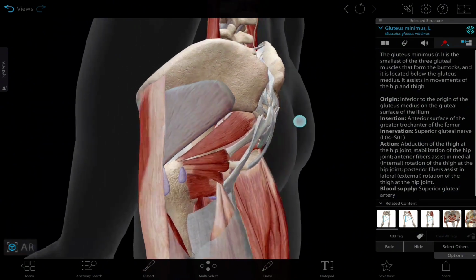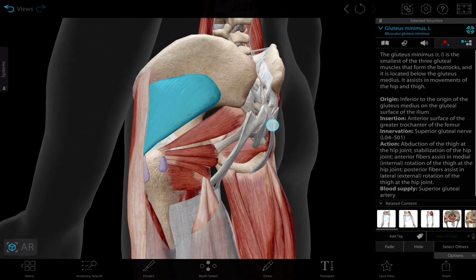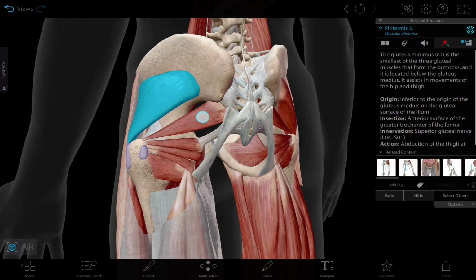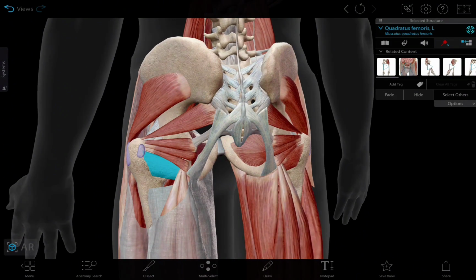So that's it for today. We learned the three important gluteal muscles, and in the next lesson we'll learn about more hip muscles. The rest of these muscles, 1, 2, 3, 4, 5, we'll learn in the next class, so that it's easy for you to learn things step by step.